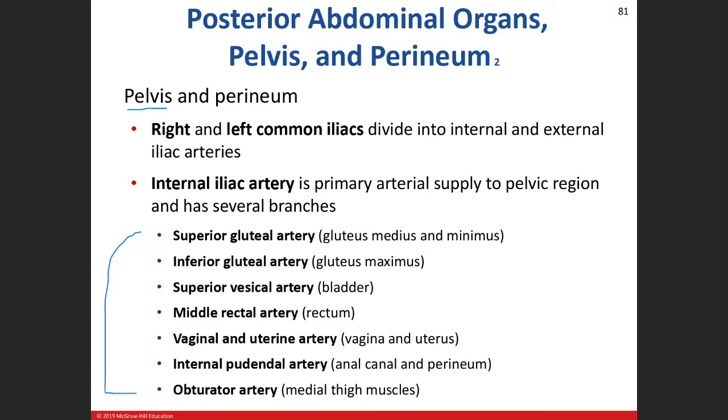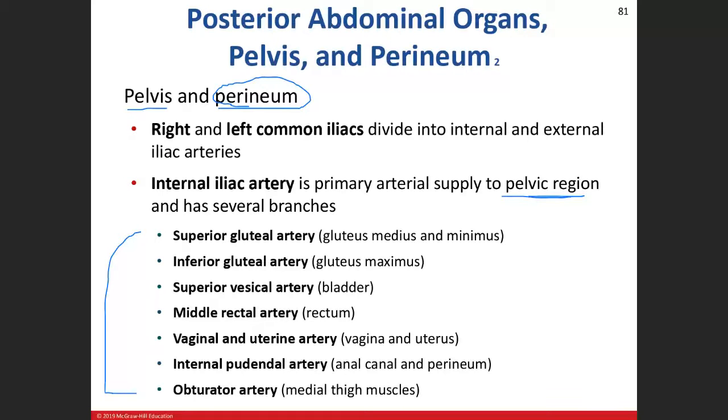All right, the pelvis and the peritoneum, that's the floor to the pelvis. So the descending abdominal aorta bifurcates and splits off into the right and left common iliacs. The common iliacs will then divide again, or bifurcate, into the external and the internal iliacs. The internal iliac goes into the pelvis.